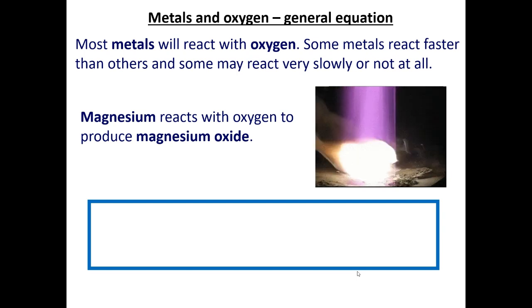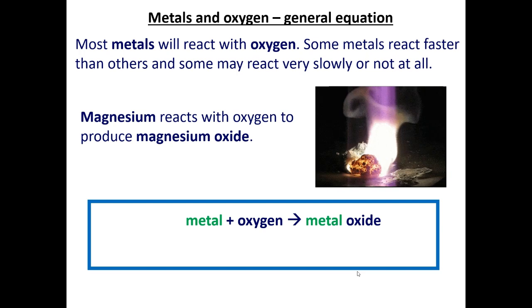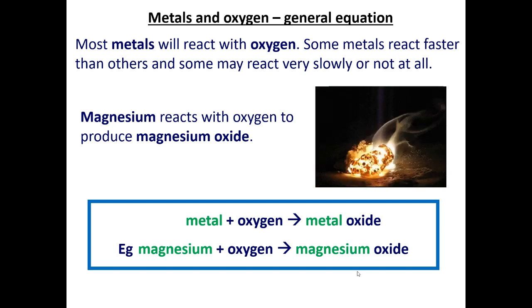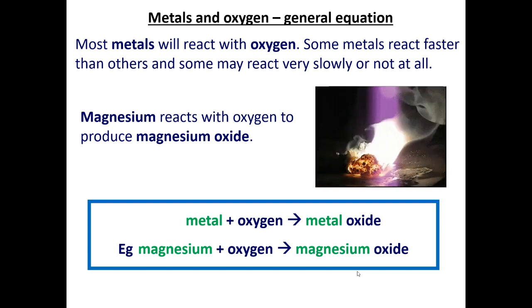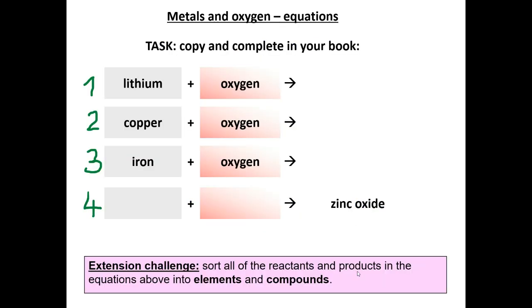For example, here magnesium is burning in this picture, and magnesium reacts with oxygen to make magnesium oxide. Please have the blue box in your book. Please pause the video for a minute while you write down this blue box. Okay, this will work for most of the metals, so please complete those 4 equations in your book.